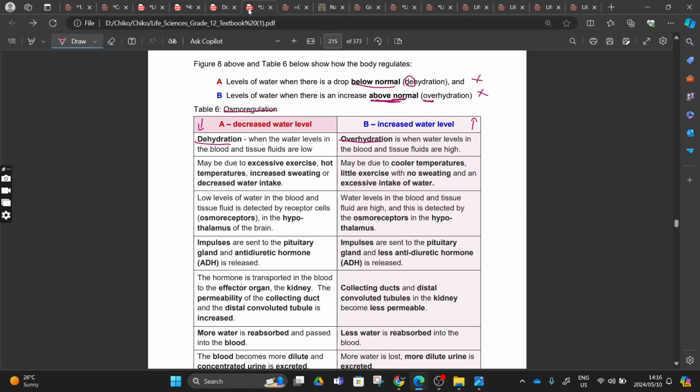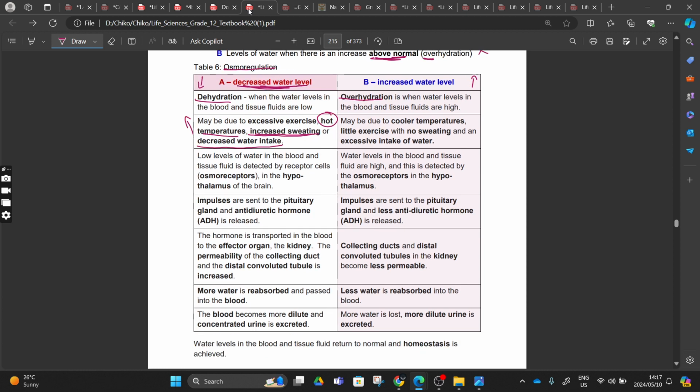But the excess heat, this one can be caused by hotness, temperature, or the losing of water, right? You can lose water by heat or by exercising, increased sweating, or decreased water intake, right? So these can result in our water level becoming low. When you get the report that your water level is low, you need more ADH. So here the impulses are sent to the pituitary gland, and antidiuretic hormone is released, right?